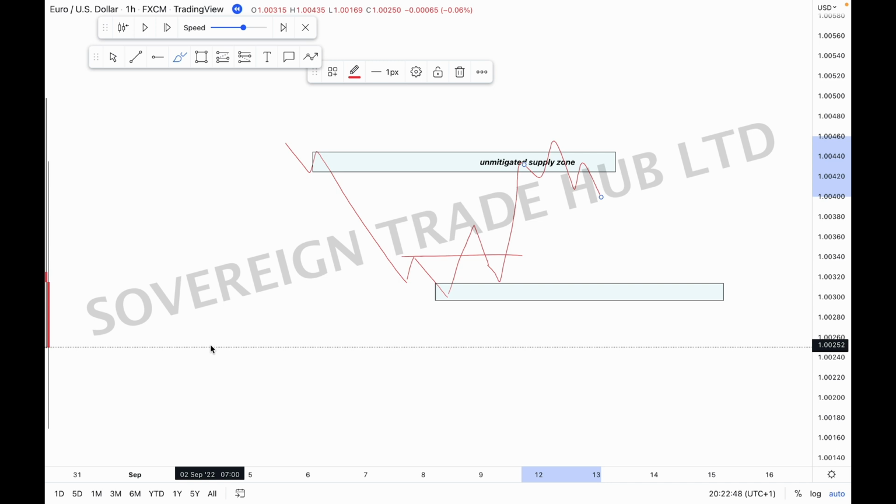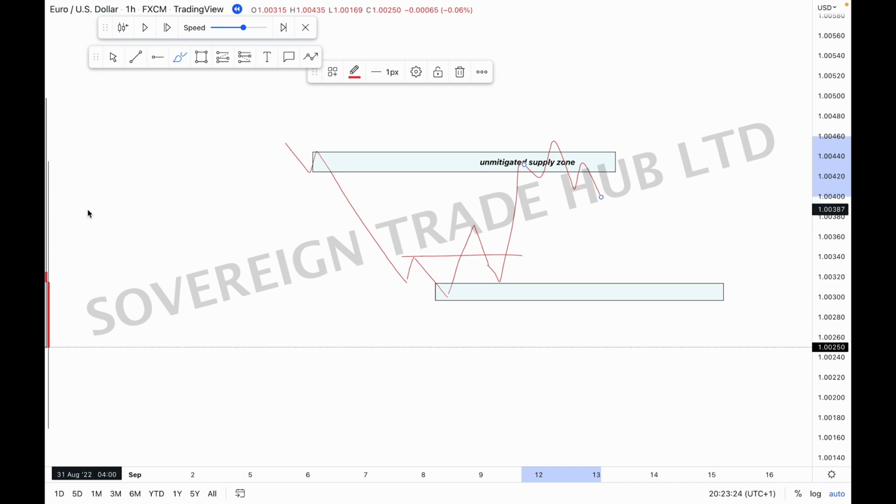If price is coming from a mitigated zone, let me actually put it this way. If you have two zones, for example, and price is coming from an unmitigated zone, always be careful, because as far as that zone is unmitigated and there has not been any reasonable change of character, the forces pulling that price down is still in control. You can only say that they have lost control when at that particular time frame you are looking at, you spotted a change of character.